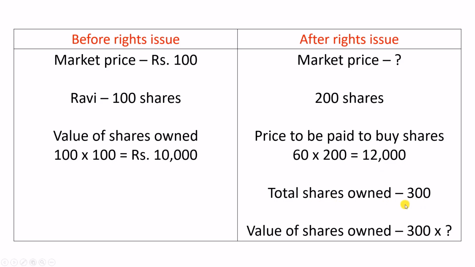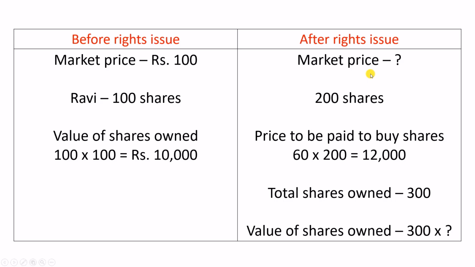Now, what about market price? This market price may fluctuate. It may go up or it may go down. It depends on the perception of the stakeholders. If the stakeholders, meaning shareholders or the public, think that the company will do good in the future, then after the rights issue, market price may go up. It may go up from 100 to 105.